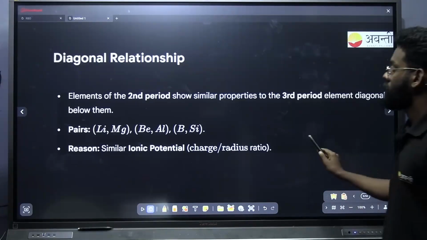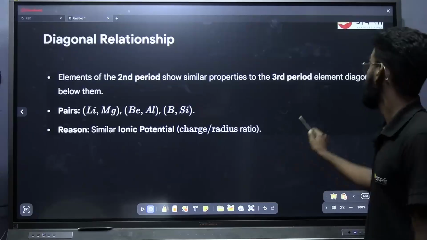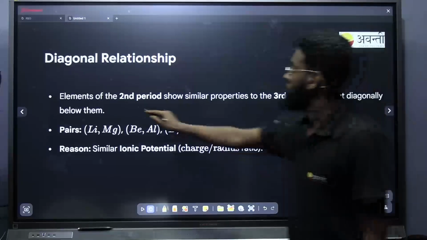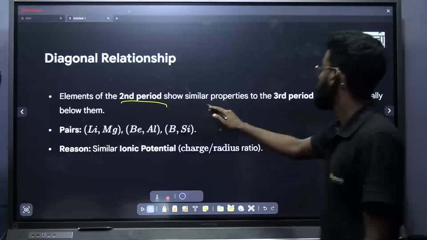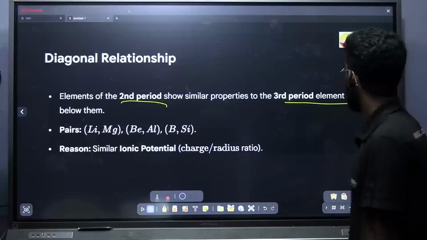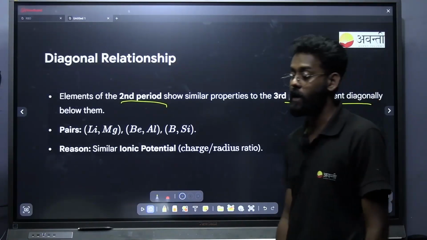Now the last part I want everyone to take note of is the diagonal relationship. A second period element shows similar properties to the third period element diagonally below it.